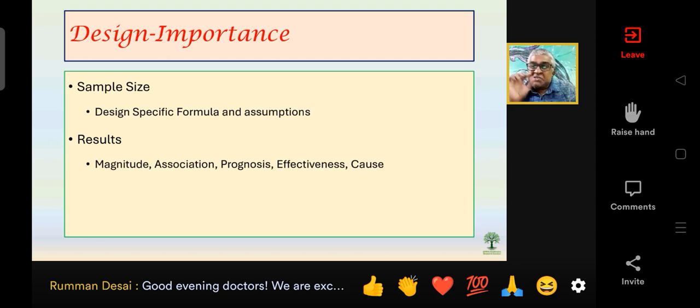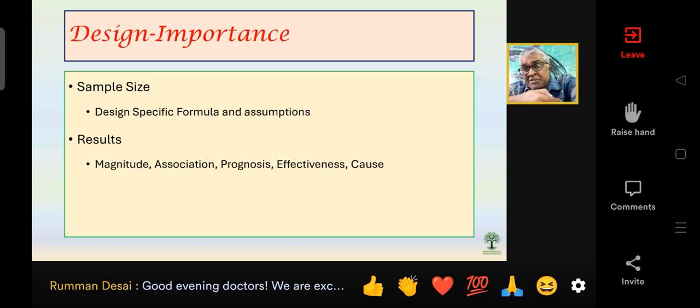And the study design is the one that helps you estimate the sample size, because the formula to estimate the sample size is design specific. And the assumptions that you make for that estimation of the sample size are also design specific to a large extent. So that's another importance. Again, the other importance is that every design can give you a certain set of results. And we'll look at that as we pass through this particular talk.